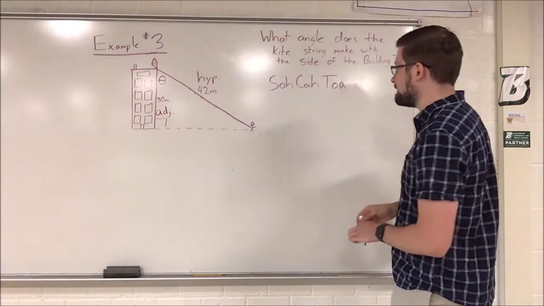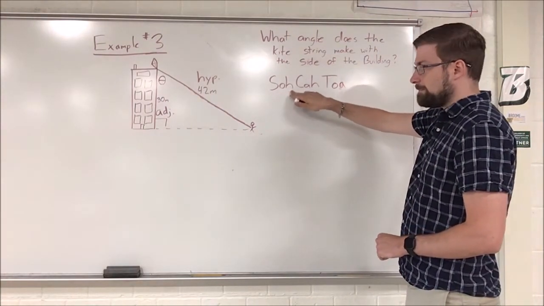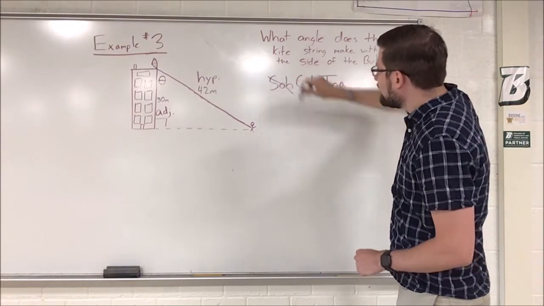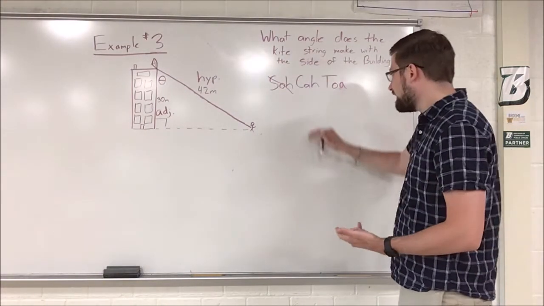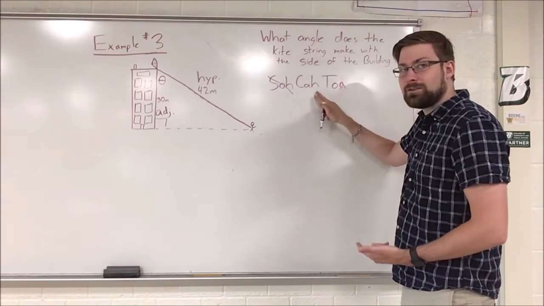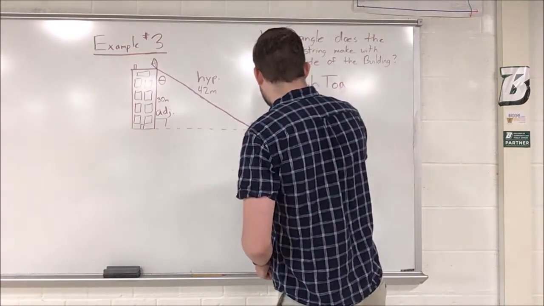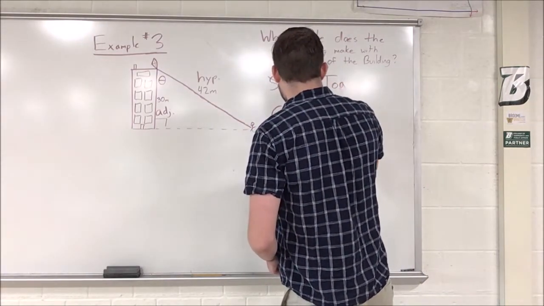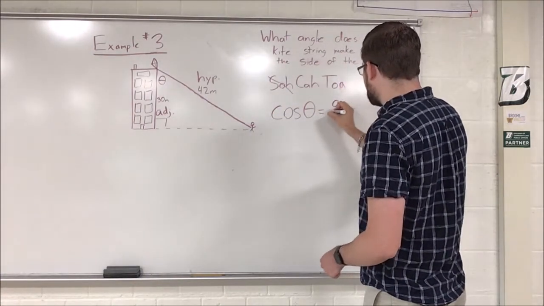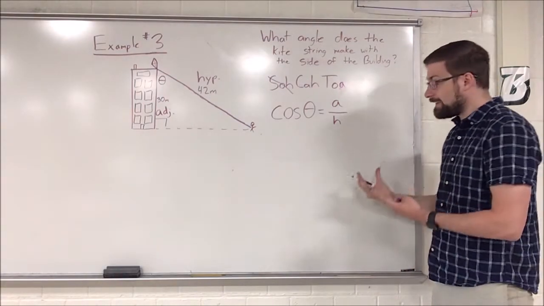Which of the trig functions makes this work? So sine uses opposite and hypotenuse. Well, we don't have an opposite side, so we're going to just cross that out. We don't need that. Cosine uses the adjacent and the hypotenuse side. So cosine is going to be our winner. So I'm going to set up the equation. Cosine of our angle is equal to the adjacent side divided by the hypotenuse side. Okay, so we've got that set up.